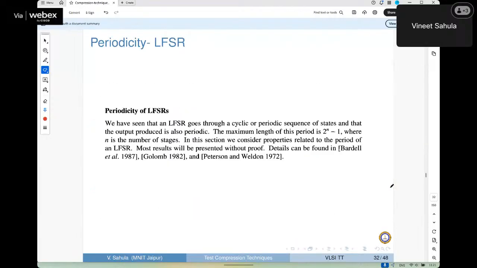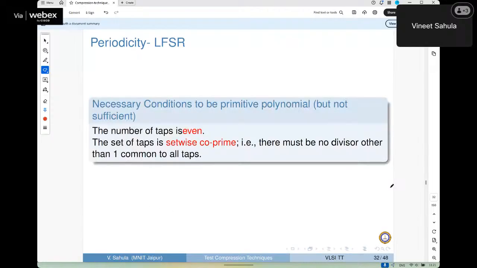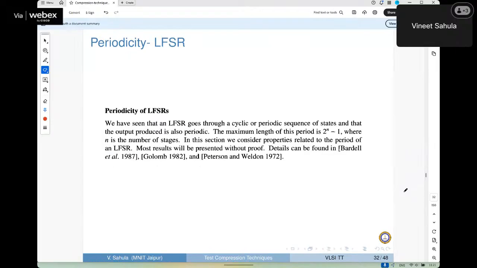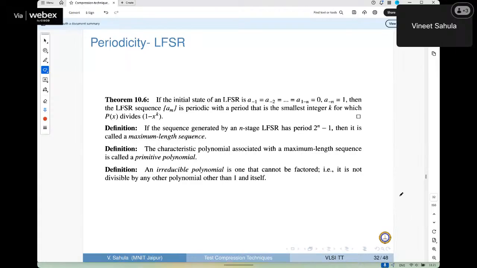Fine, I can skip this type 2, you can take it up on your own. Periodicity is very easy. It says that a few lemmas are there. It says that the period of an LFSR is 2 to the power n minus 1. It is called a maximal length sequence, and the polynomial of a maximal length sequence is called a primitive polynomial, right?